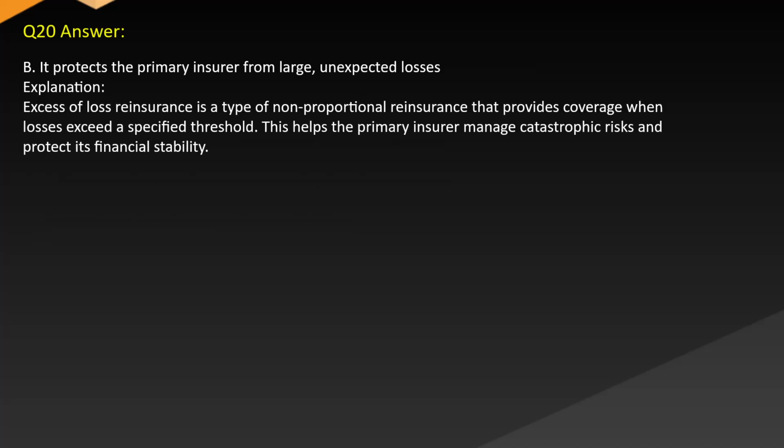Answer: B. It protects the primary insurer from large unexpected losses. Explanation: Excess of loss reinsurance is a type of non-proportional reinsurance that provides coverage when losses exceed a specified threshold. This helps the primary insurer manage catastrophic risks and protect its financial stability.